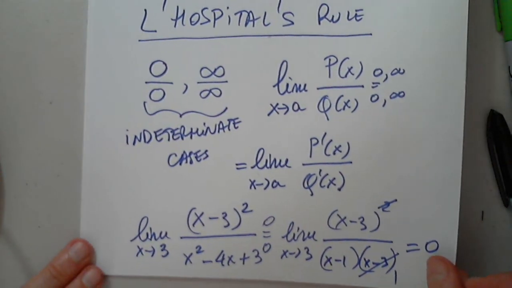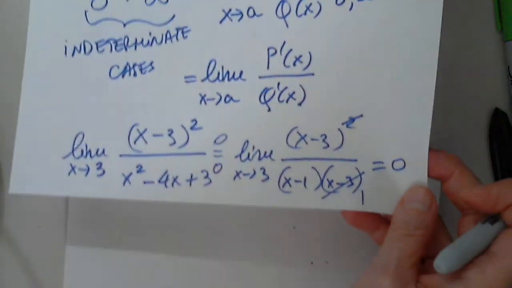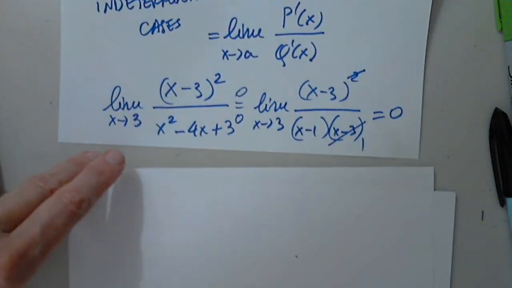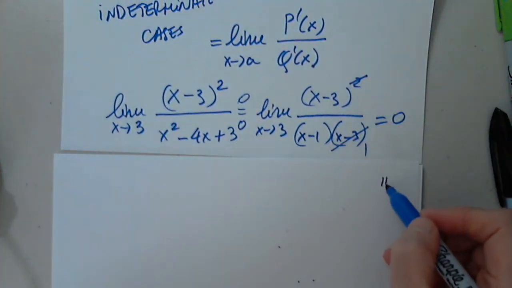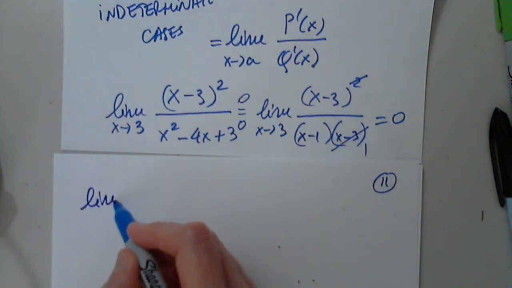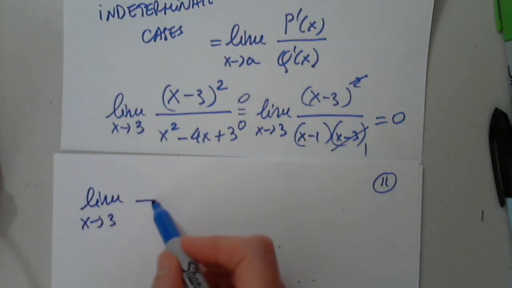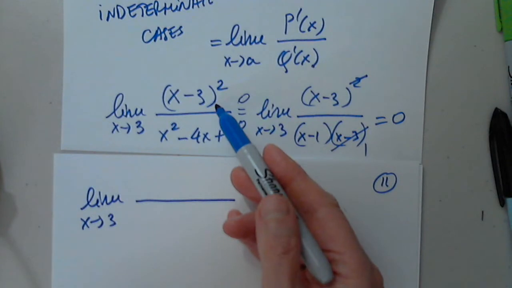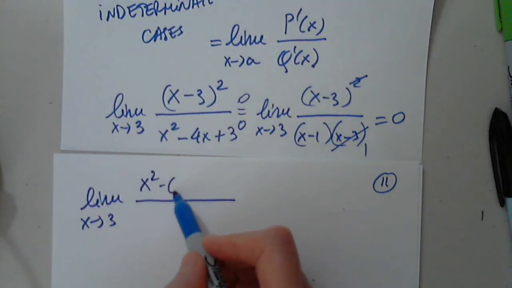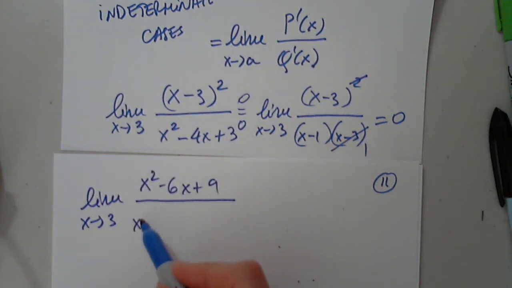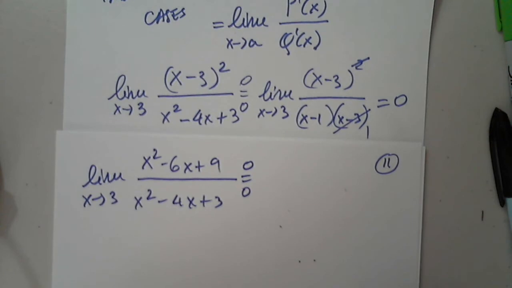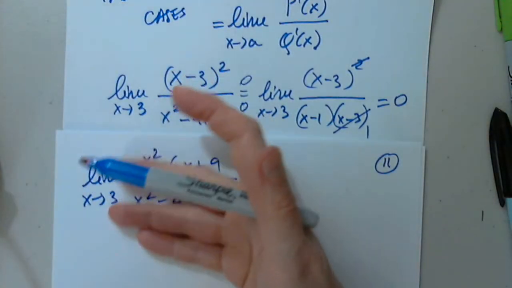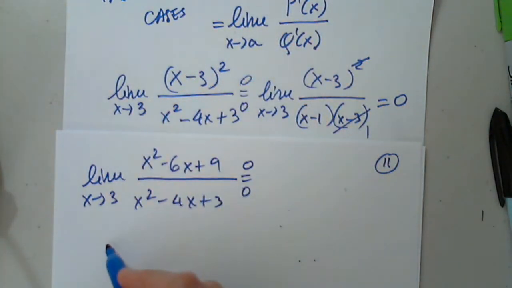But this is what we've been doing so far. Let's work on the same problem in a different way, with L'Hopital's rule. So the limit as x approaches 3, I will expand that: x squared minus 6x plus 9 over x squared minus 4x plus 3. And I get the same thing, 0 over 0. Let's say I don't notice that these are factorable and I don't even want to use that method.